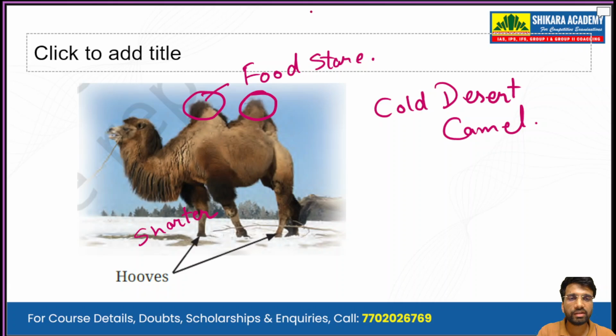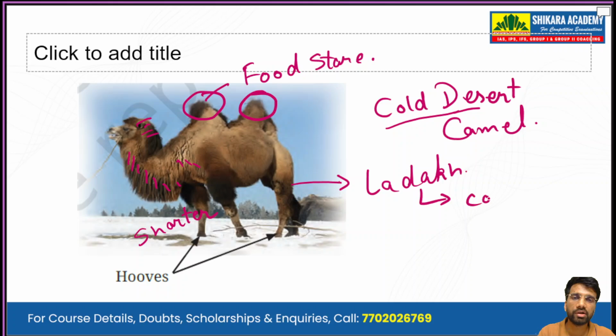Another adaptation is that they grow long hair from head to their neck region, which helps them to survive in the cold weather of the cold desert area. Such camels are found in Ladakh. Ladakh is a cold desert area.